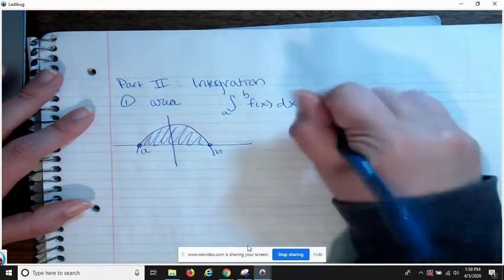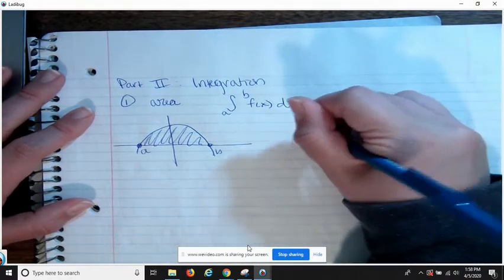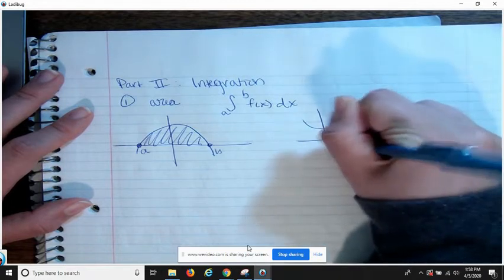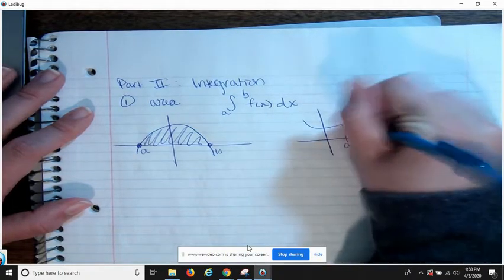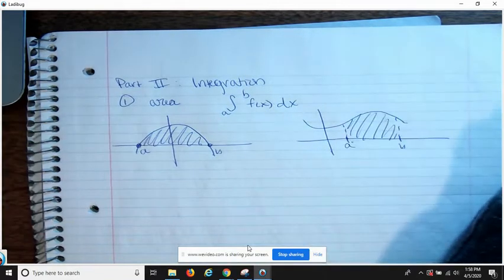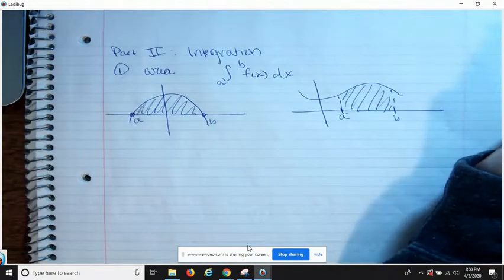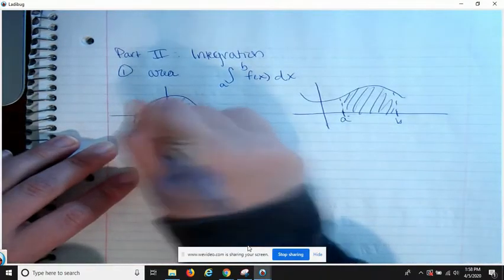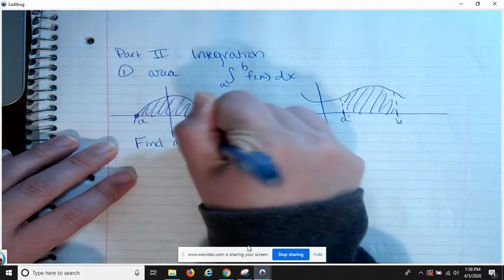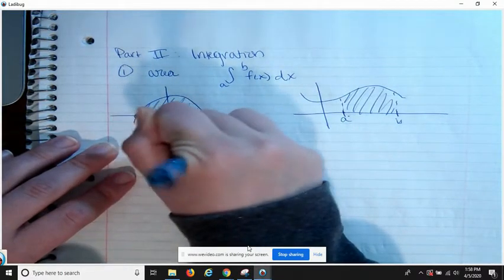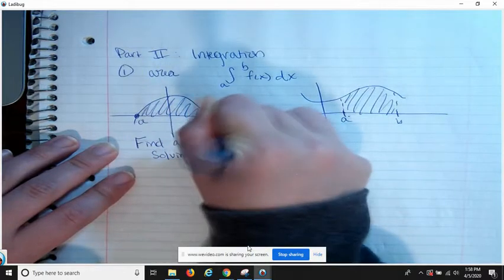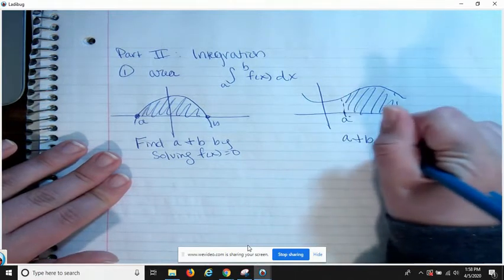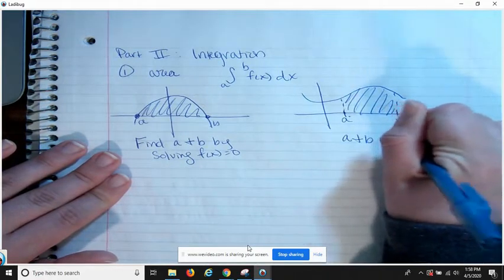You also could be given a function and then be given 2 arbitrary a and b's somewhere along the line, and then be asked to find the area right here. Let me write this down. We find a and b by solving f of x equals 0, okay? And then a and b are usually given in the problem if it's like this. Given in problem.